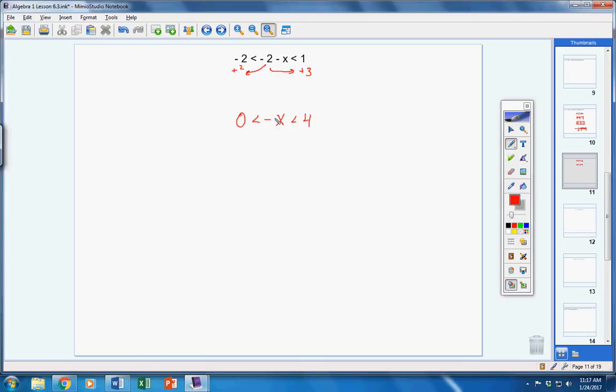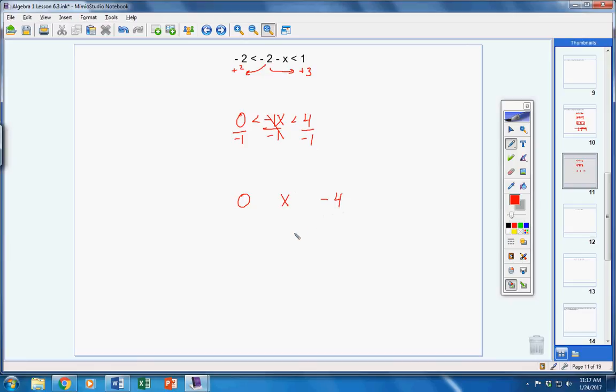Got it? Now what's in front of the x? A negative what? 1. So we're going to divide everything by a negative 1. 0 divided by negative 1 is 0. Here your negative 1's cancel, leaving you with x. 4 divided by negative 1 is negative 4.